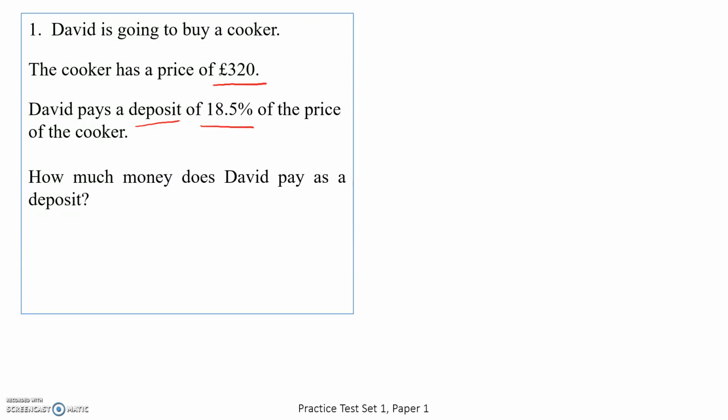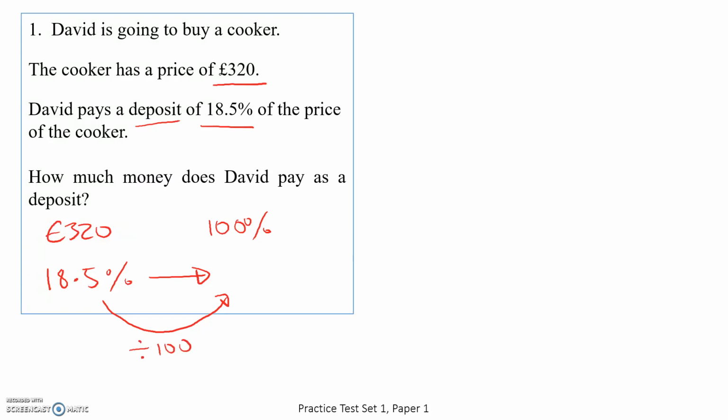Okay, so what we're going to do is realise that we've still got £320. That's still worth 100%. What we're going to do with our 18.5% is turn that into a decimal. And remember, to turn a percentage into a decimal, we just need to divide by 100. So 18.5% divided by 100 gives me 0.185. Those digits have moved 2 places to the right, or if you prefer, the decimal point jumped 2 places to the left.